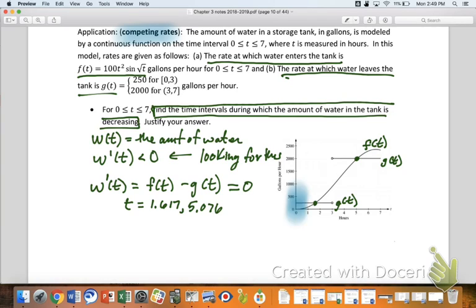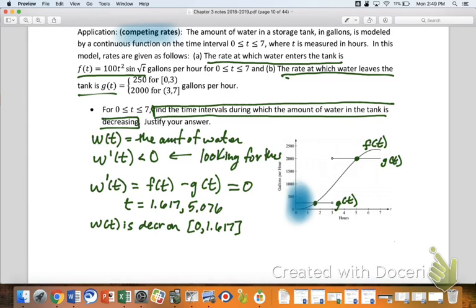I'm talking about this interval, this nice, lovely blue interval right there. You guys see how g of t is bigger? So f of t minus g of t would be? If g of t is bigger than f of t right there, then f minus g would have to be negative. Okay, that's what we were looking for. So I would say that W is decreasing on 0 to 1.617. There could be others. Let's keep going.